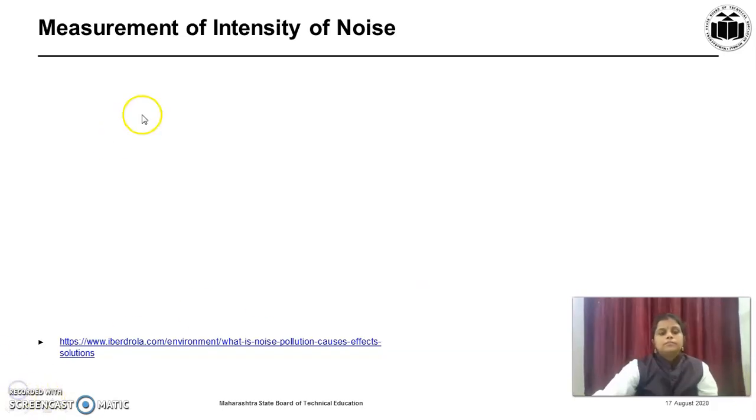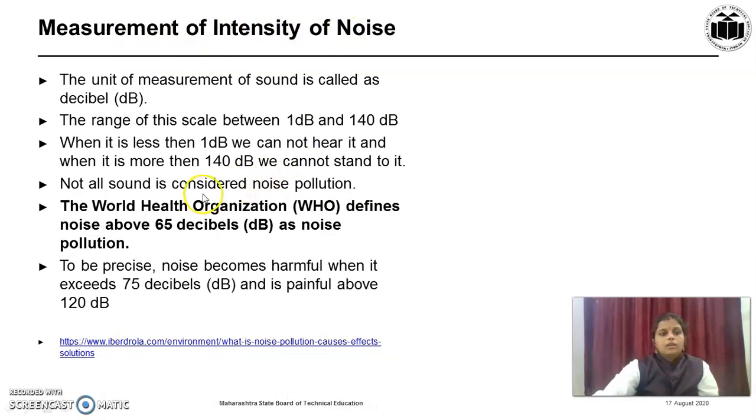Then let's have a look at the measurement of intensity of noise. The unit of measurement of sound is called the decibel. It is denoted by the letters dB, small d, capital B. The range of this scale is between 1 decibel and 140 decibel.